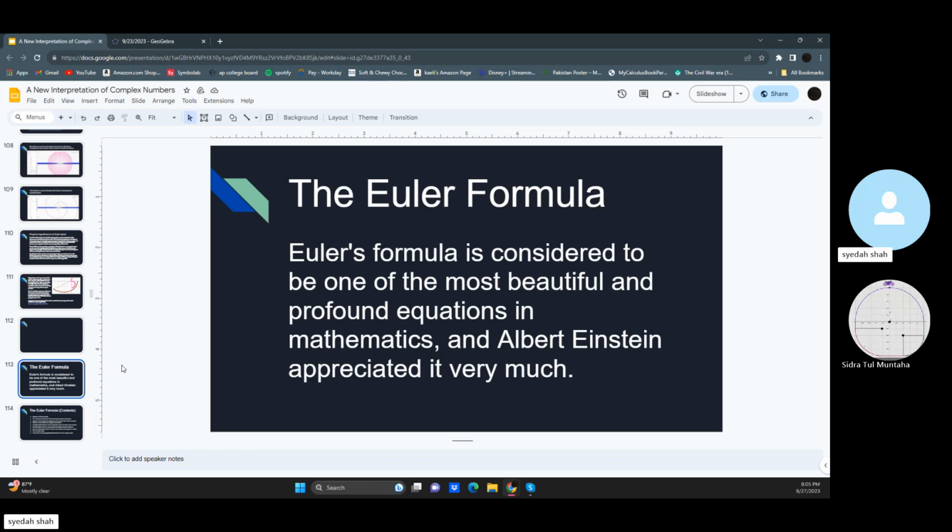I know what they are. It's root negative one. Root negative one can never happen because there can never be a negative one underneath a square root. It doesn't make any sense.